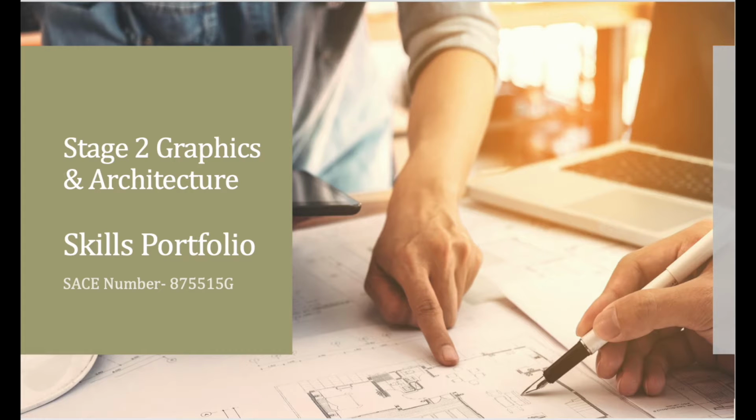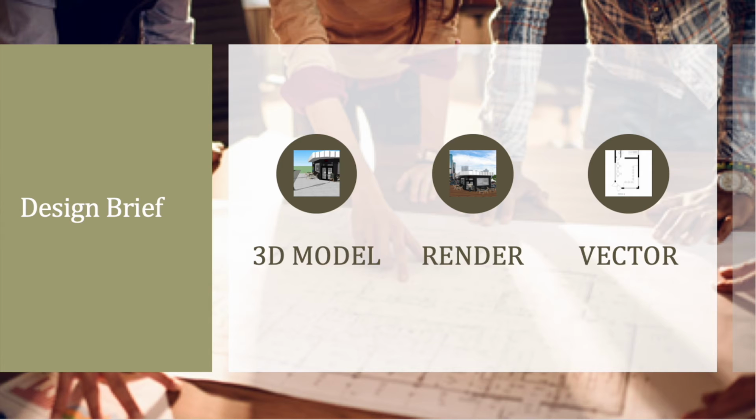Stage 2 Graphics and Architecture Skills Portfolio. The brief for our first skills task, 3D modeling, was to design a standalone cafe, restaurant, or bar with a constraint of 50 square meters. It then would be produced and represented as a 3D model considering inside, outside, space arrangement.